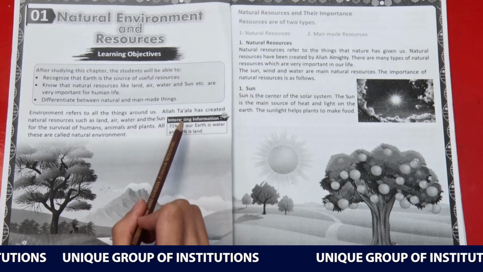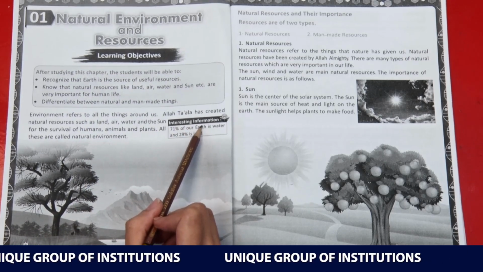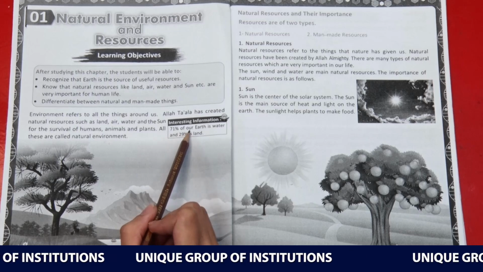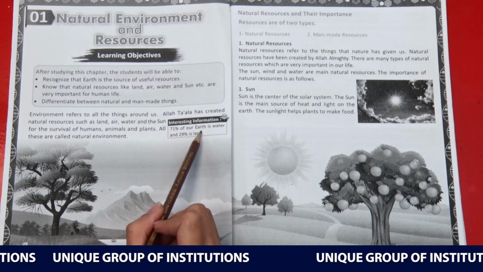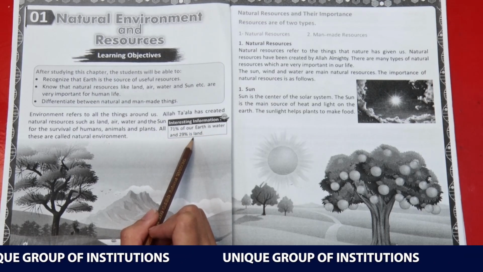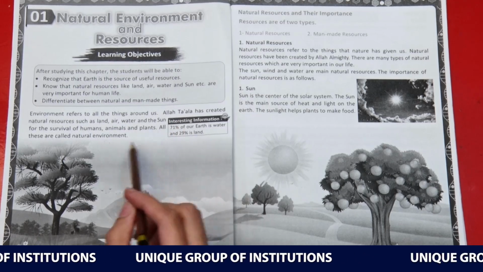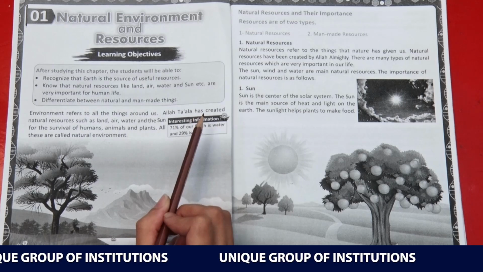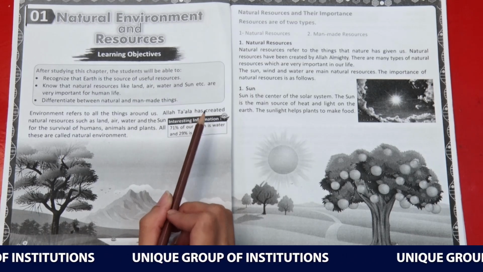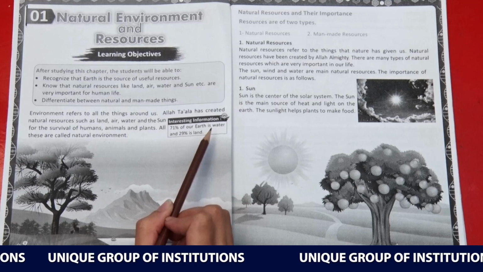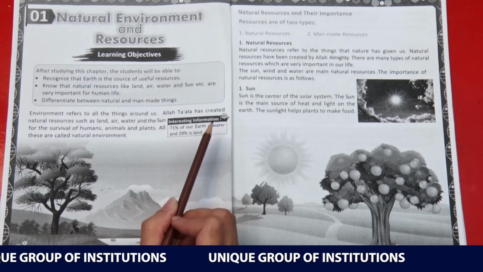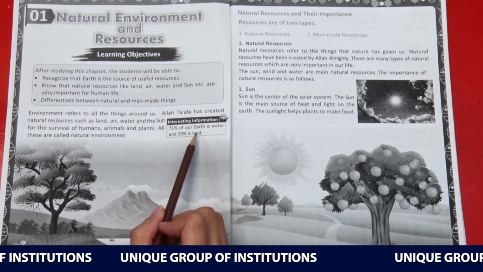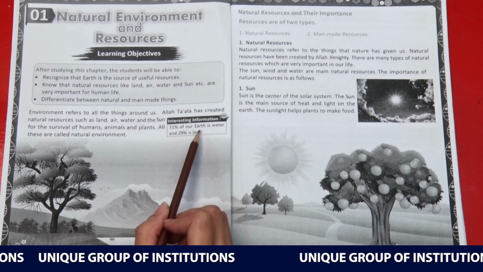Here I would like to add some interesting information. In our earth 71% is water and 29% is land. Our earth is round and we have different continents on it. The areas covered by water are called oceans or seas, and the areas where we live are called land.